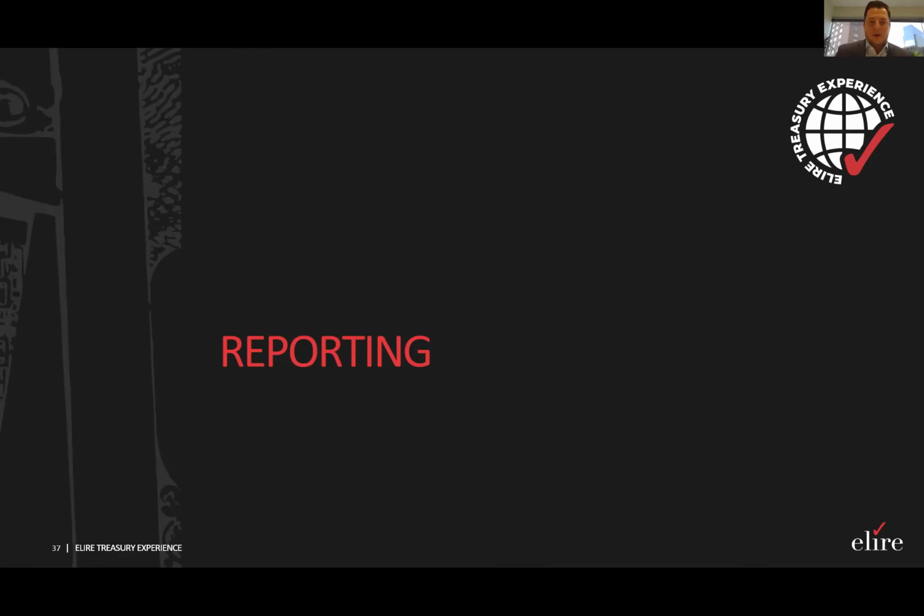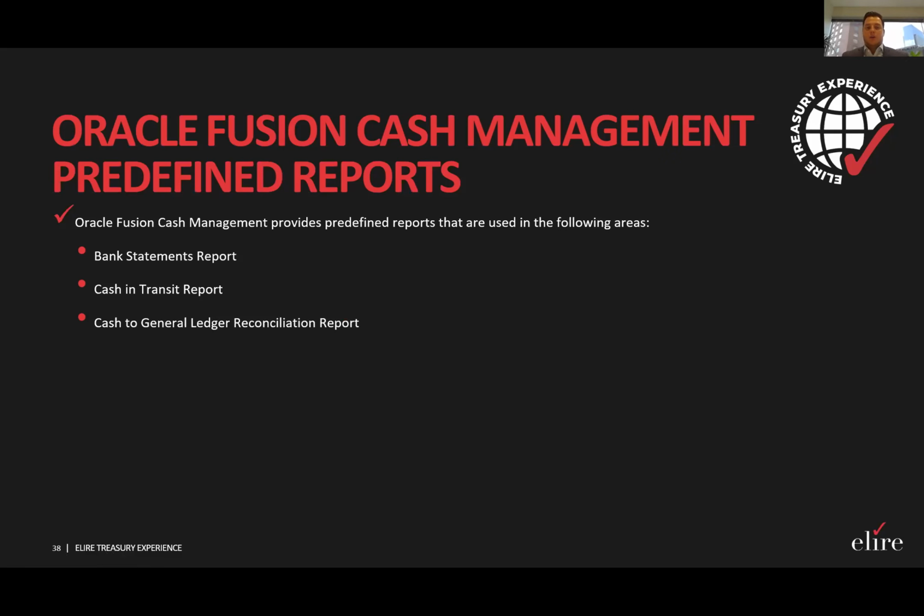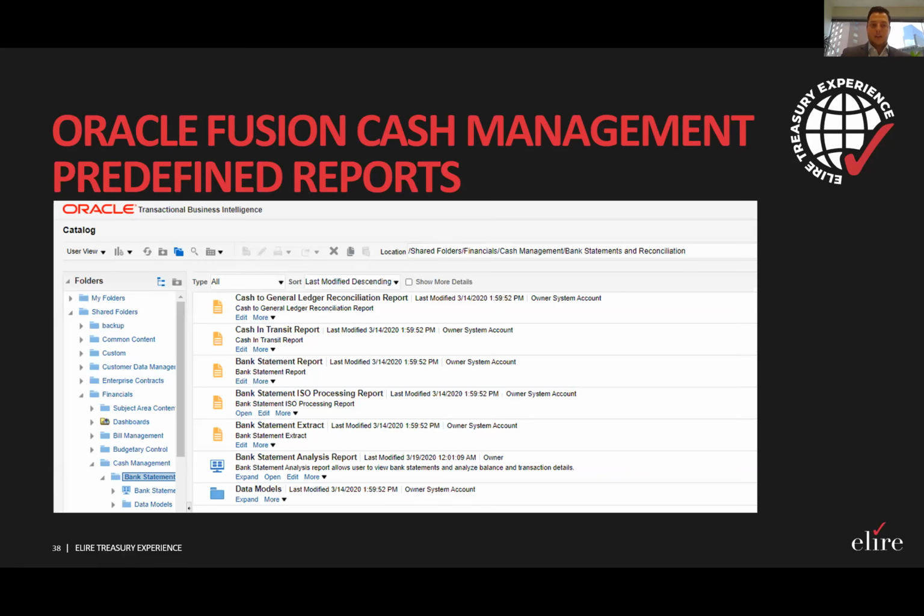And so in the last 10 minutes, what I want to cover is just some of the predefined reports that we have access to as it relates from Oracle to Cash Management. Oracle Cash Management provides predefined reports that are used in the following areas. So we have a bank statements report, a cash and transfer report, and a cash to general ledger reconciliation report. These are already pre-built inside of Oracle's Transactional Business Intelligence, or OTBI, and these are seeded reports that come delivered with the application.